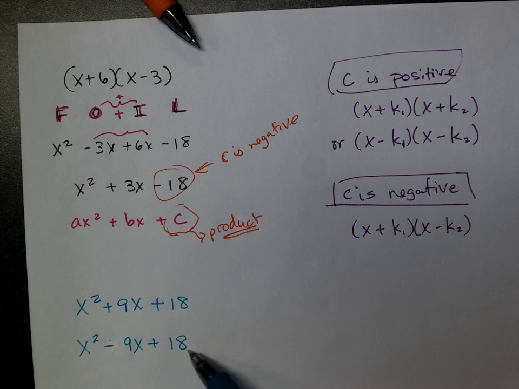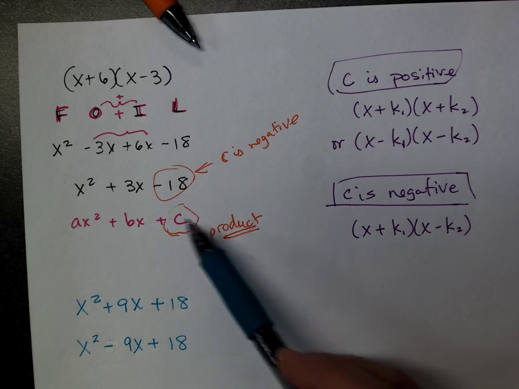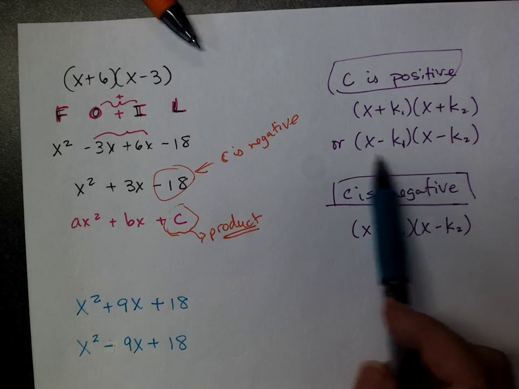Well, this is a positive product, right? You get a positive product with plus times plus, or minus times minus. If you've got plus times plus, then you've got plus plus plus as your O plus your I. If you've got minus times minus, you've got a positive L, a positive C. But you're adding 2 negatives in the middle. So if you've got a positive C, a positive product, you either got 2 pluses or 2 minuses.